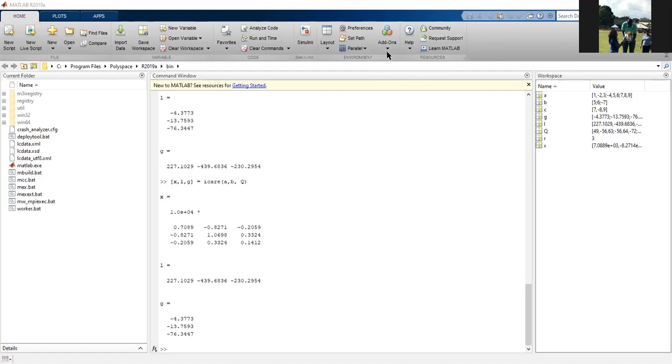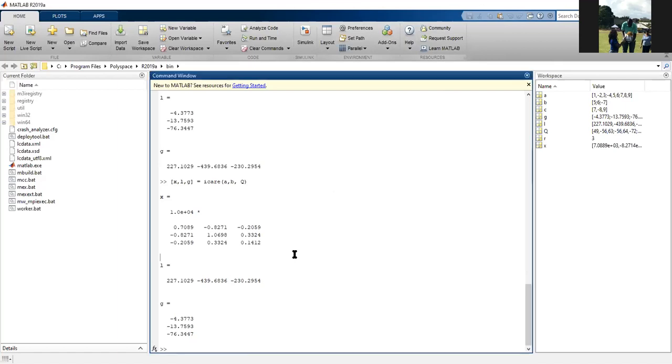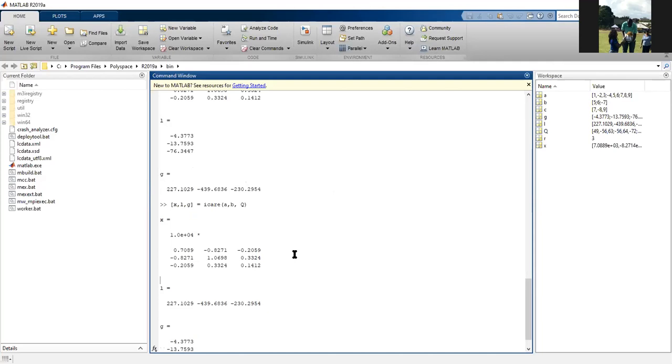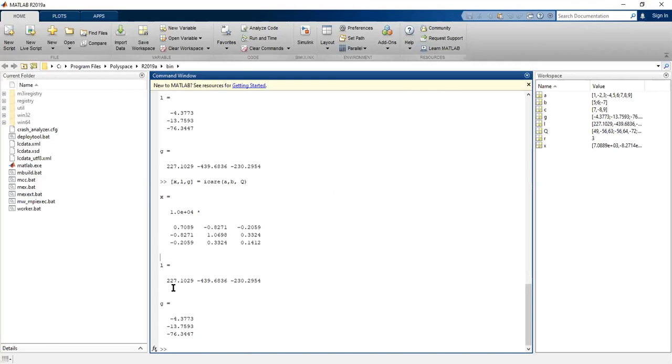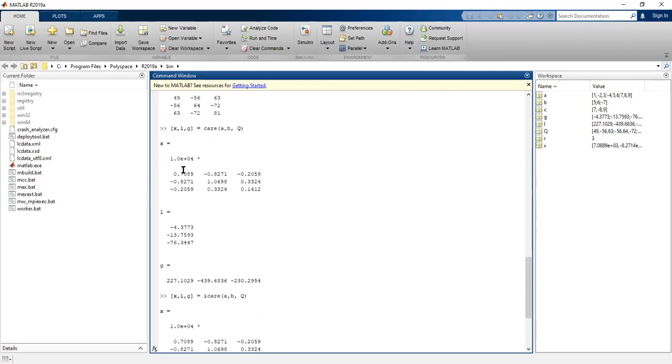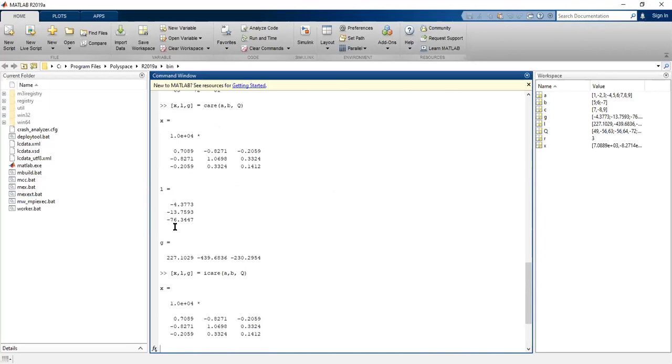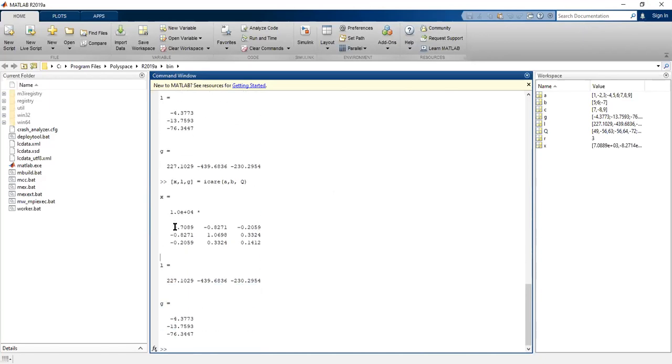Oh no, the icare gives you X, K, L. So the G is in the middle and the L is at the end. So the gains, the second thing that you see, and then the eigenvalues of the function is the last thing. So the second thing on the screen is the gains.